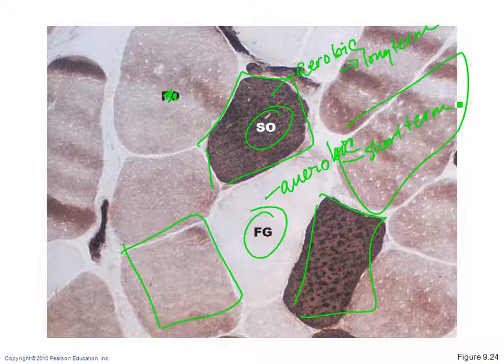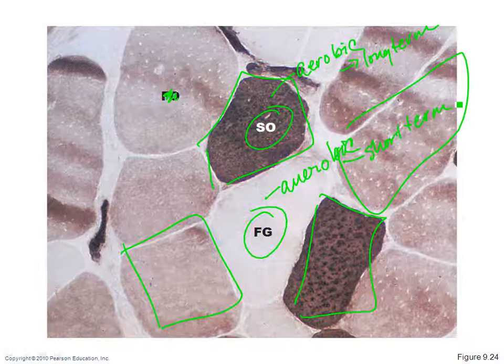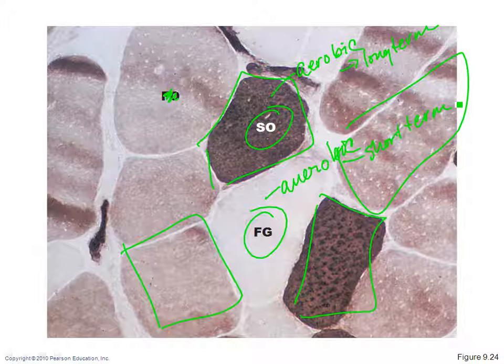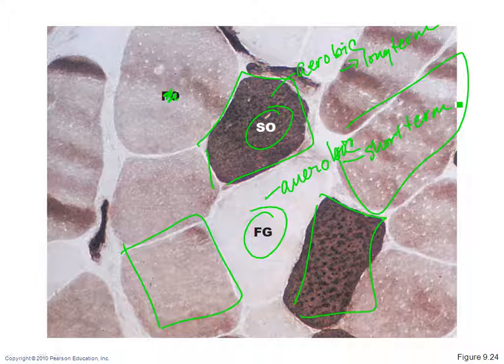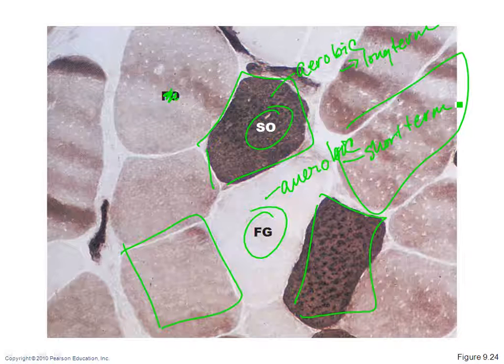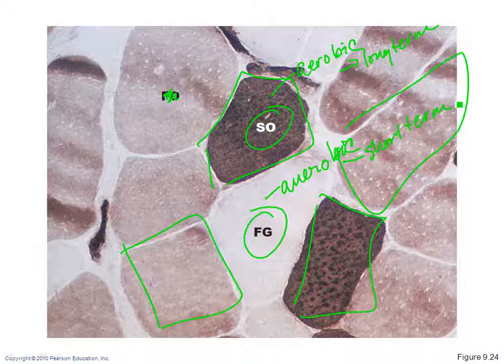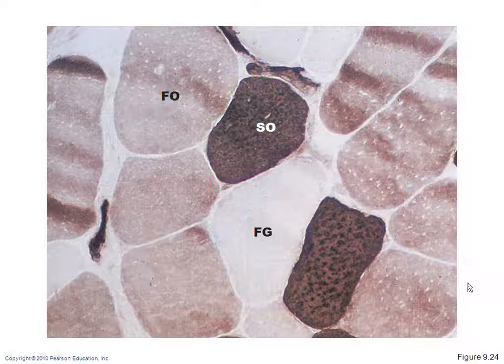trainable? Yes, some of it's trainable. I haven't done any research recently on swapping of fibers. Can you make a slow oxidative into a fast glycolytic? You're born with a specific ratio. Through training, you can train yourself to adapt, but you're still going to have a certain number of slow oxidative and fast glycolytic fibers depending on your genetics. So is it malleable? Yes. Can you completely change all of your muscle fiber types? No. And I think that was it for this lecture.